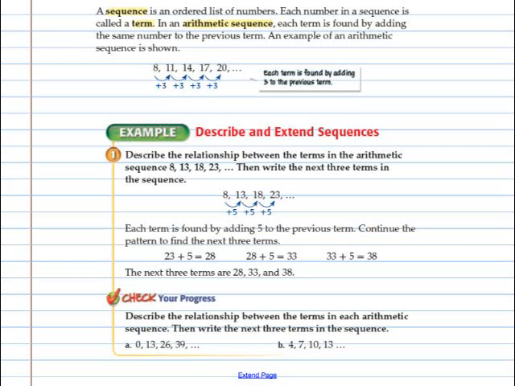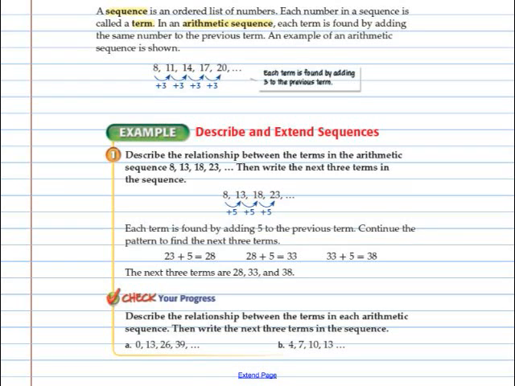A sequence is an ordered list of numbers. Each number in a sequence is called a term. In an arithmetic sequence, each term is found by adding the same number to the previous term. An example of an arithmetic sequence is shown. You can see here 8, 11, 14, 17, 20 is our sequence. The dot, dot, dot means it continues on. And you can see that they're adding 3 to each previous term to get the next term.